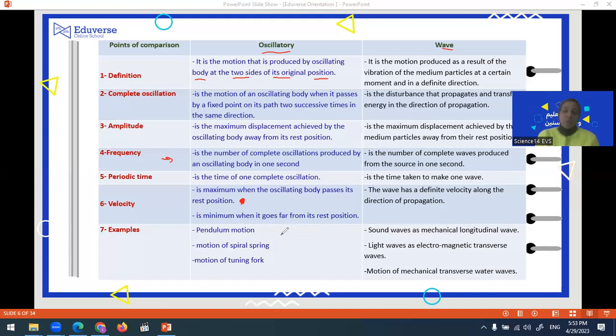Examples for the oscillatory motion: pendulum motion, motion of a spiral spring, motion of a tuning fork. What about the examples of waves? As we said, sound wave, for example, as a mechanical longitudinal wave. What about the light wave? It is an electromagnetic transverse wave. We don't have any electromagnetic longitudinal waves. All the electromagnetic waves are transverse waves. Motion of mechanical transverse water waves. Okay, ladies and gentlemen.